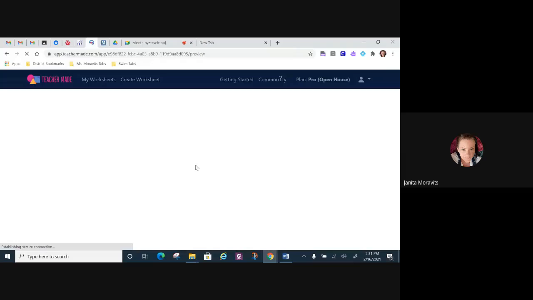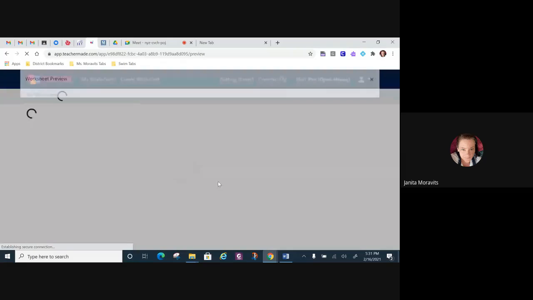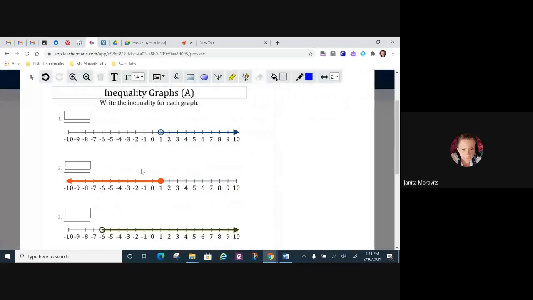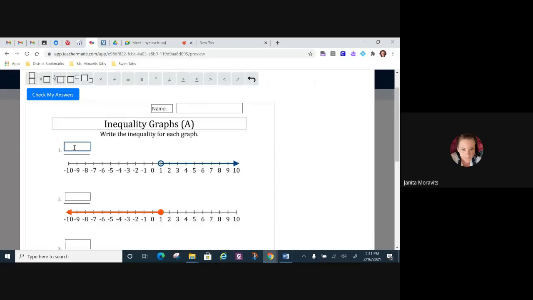There we go. Okay, now on this one, all you are doing is writing the inequality for the graph. Remember you have greater than and less than. Well, what number is involved right here? We're going to start with an x. And then we have our number 1.